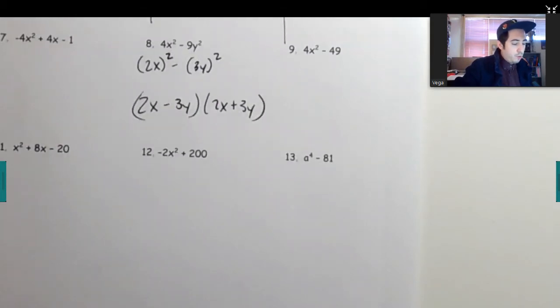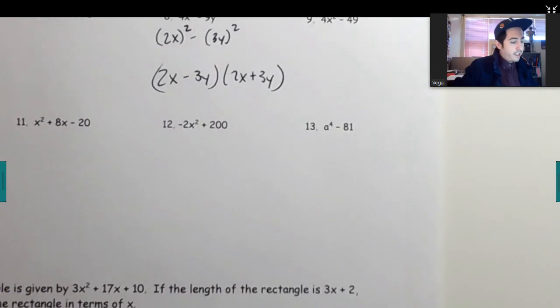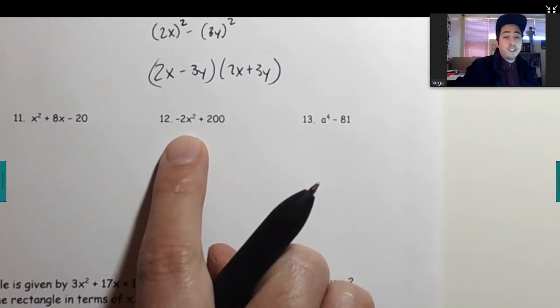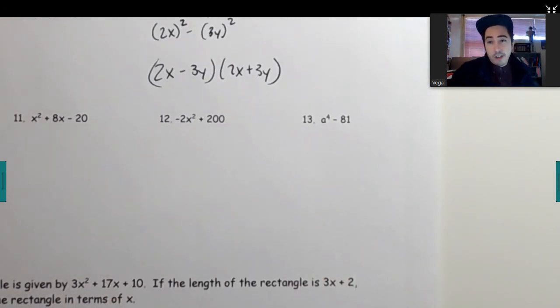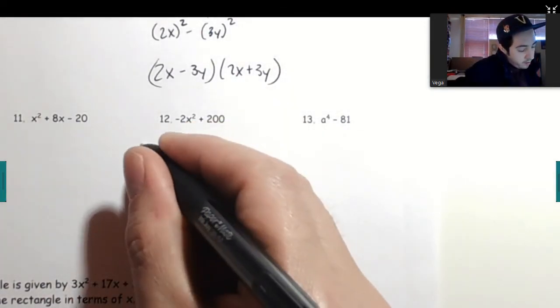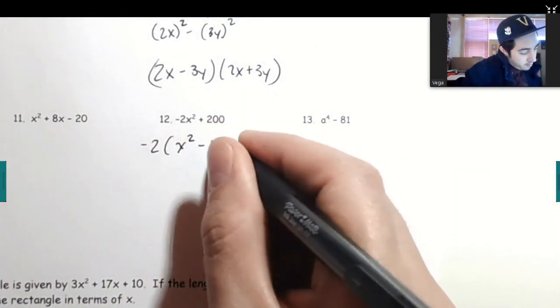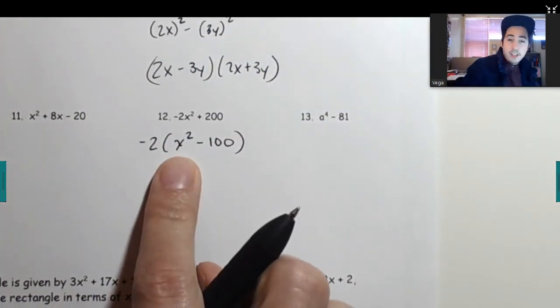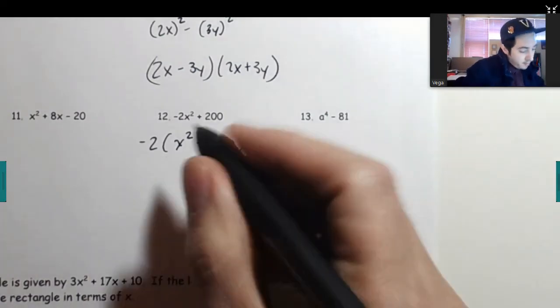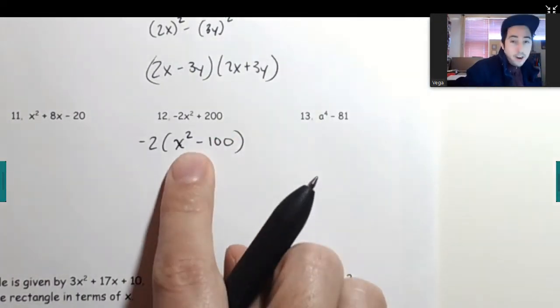Let's see, I'm going to do a couple more. Number 12, this one here, how can I factor that out? Well, first off, as always, is there a GCF? There's a GCF, factor that out. And then factor out the negative 2 here. I factor out the negative 2, I get x squared minus 100.